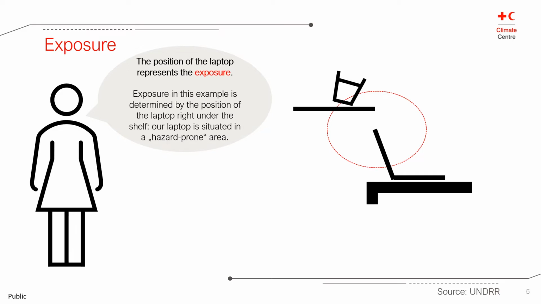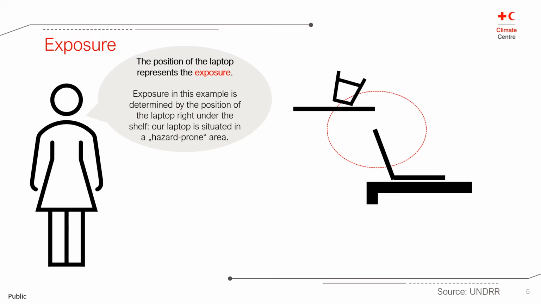Now let's look at what is exposure. The position of the laptop in this case represents the exposure. And exposure in this example is determined by the position of the laptop right under the shelf. Our laptop is situated in a hazard-prone area.